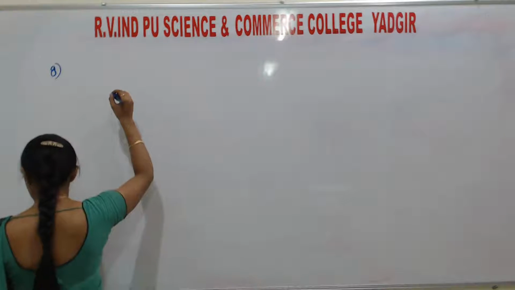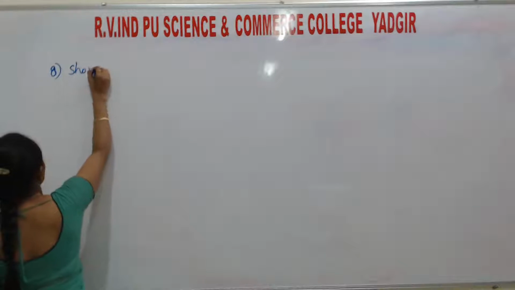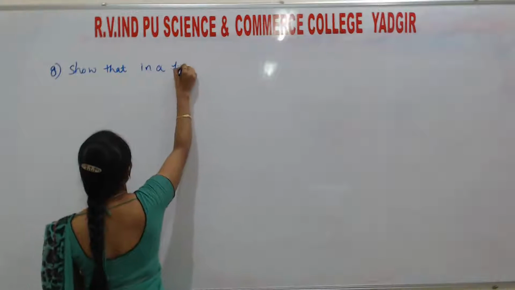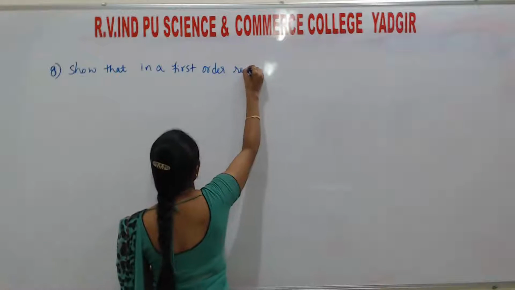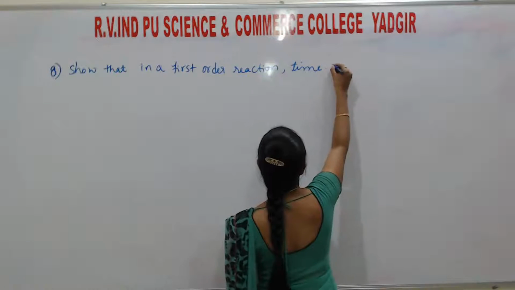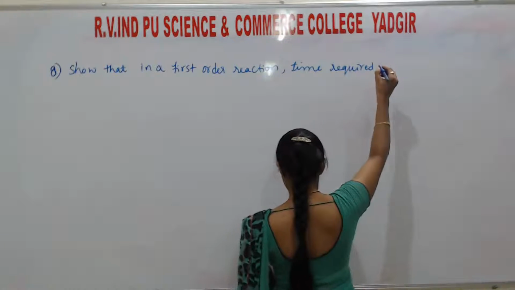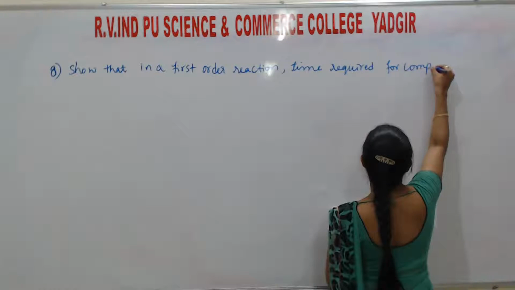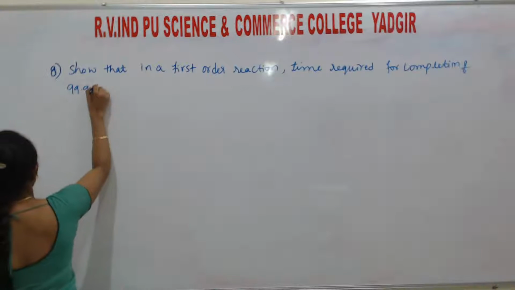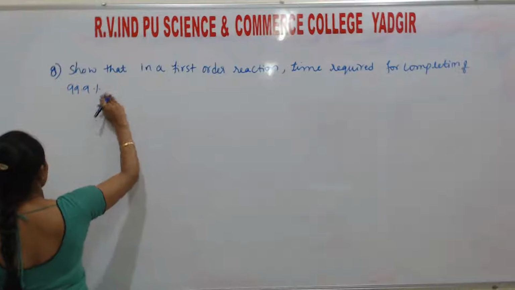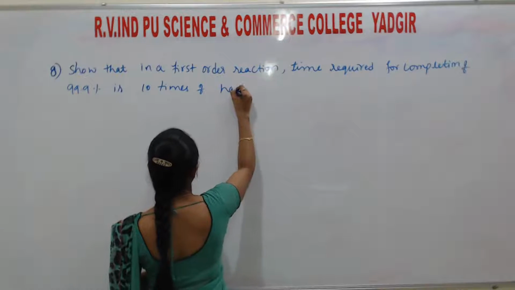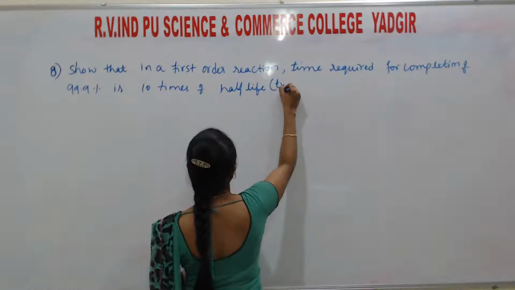Okay. Next. Show that in a first order reaction, the time required for completion of 99.9% is 10 times the half-life of a reaction.